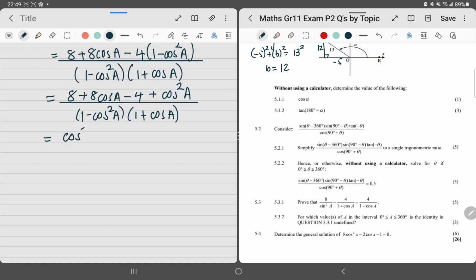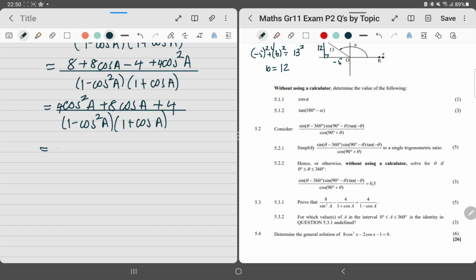So this is 4 cos squared a plus 8 cos of a plus 4, over 1 minus cos squared of a, 1 plus cos of a.